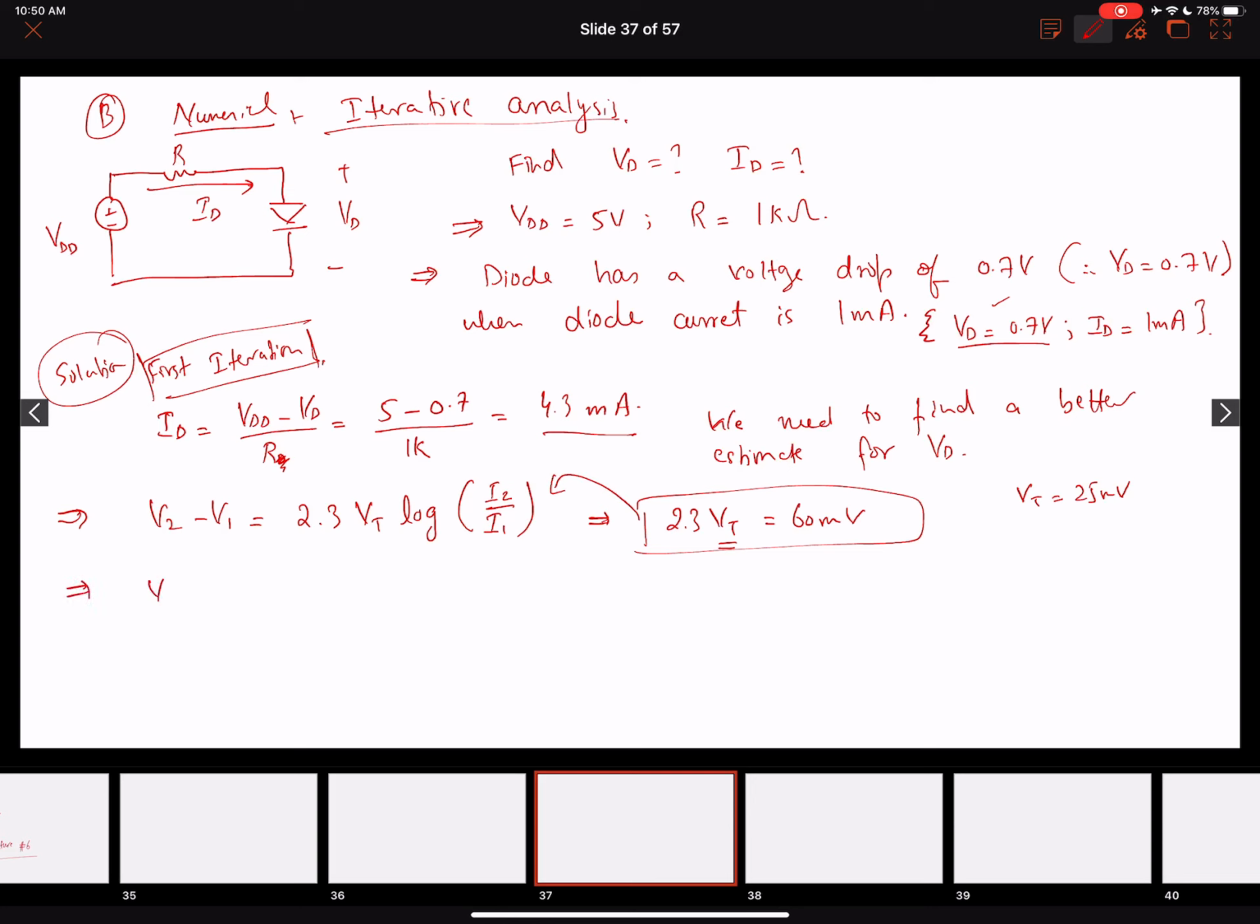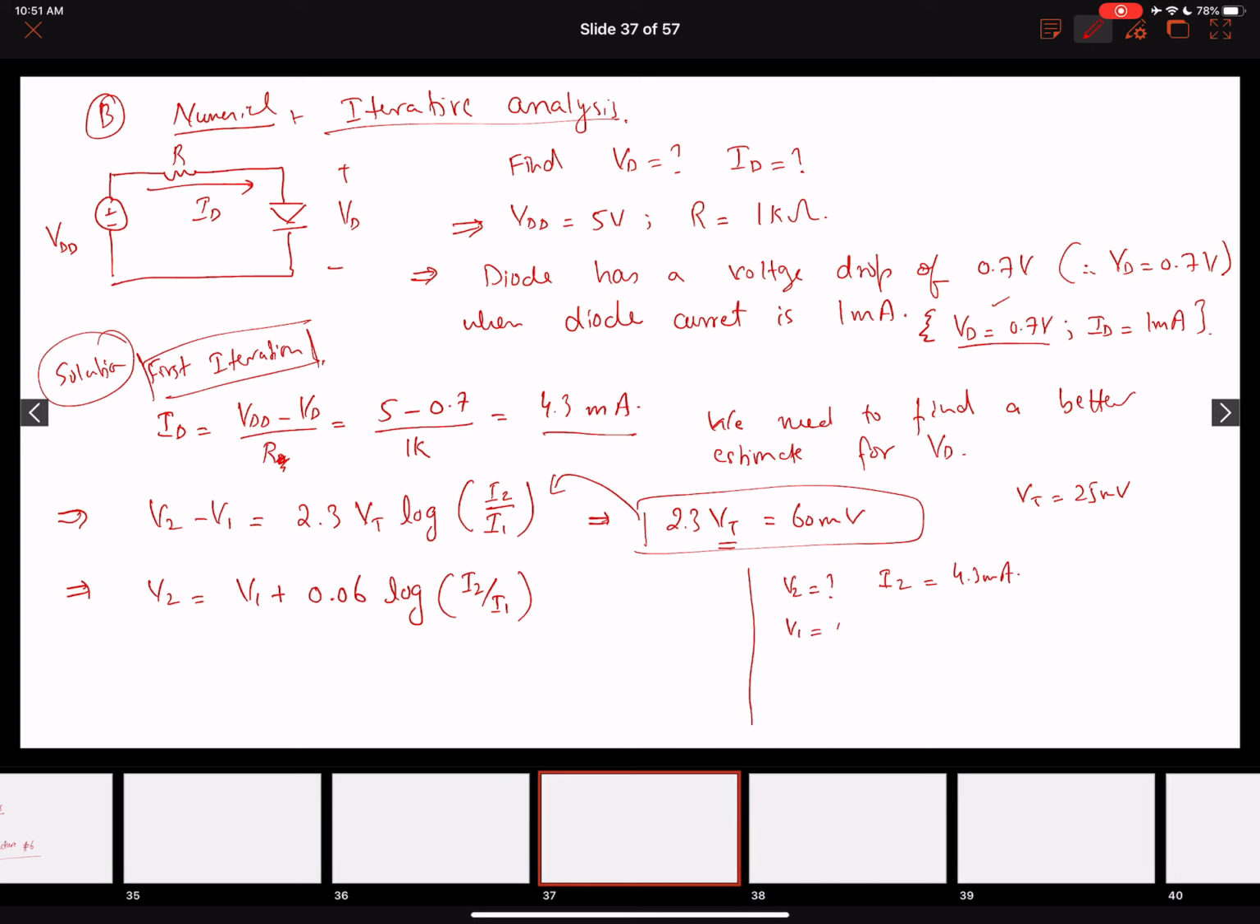So V2 now will be equal to V1 plus 0.06 volts log of I2 over I1. Now interestingly, you can see that I'm interested in finding V2 when my I2 is my new current value, 4.3 milliamperes, and my V1 will be 0.7 volts and I1 will be 1 milliampere that I started with. So I know the three values, and I can easily calculate the value of V2 using this equation.